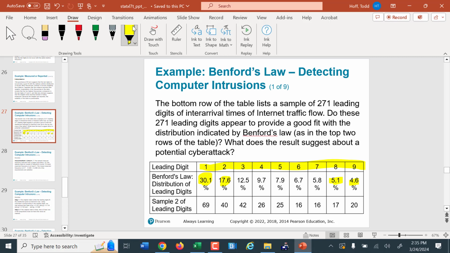So this is used by the IRS for fraud detection, if people are making up numbers on their reported incomes and expenses and stuff like that. It's used by other companies as well to detect fraud. Internet companies use it to predict cyber attacks, if data is being altered through some sort of a virus or other cyber attack.